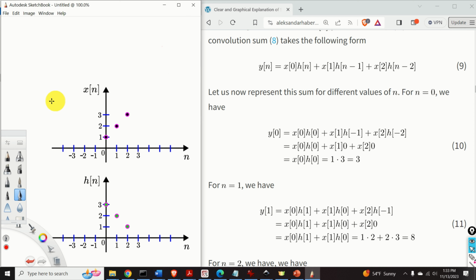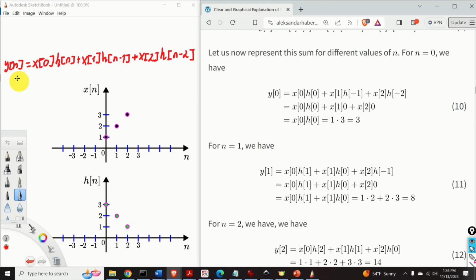In the sequel, we will refer to this sum many times, and consequently, let us write it down over here. We have y of n is equal to x of 0 multiplying h of n plus x of 1 multiplying h of n minus 1, and the third term is x of 2 multiplying h of n minus 2. Now let's compute this sum for different values of n.